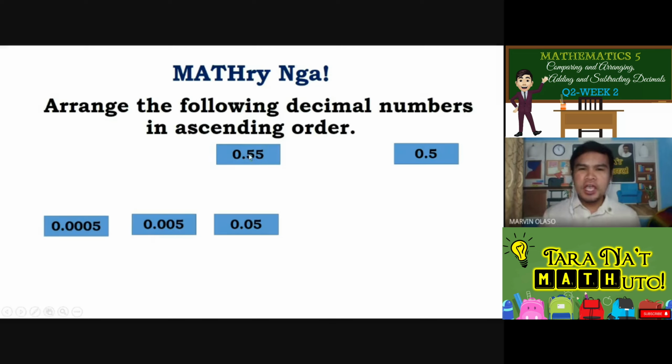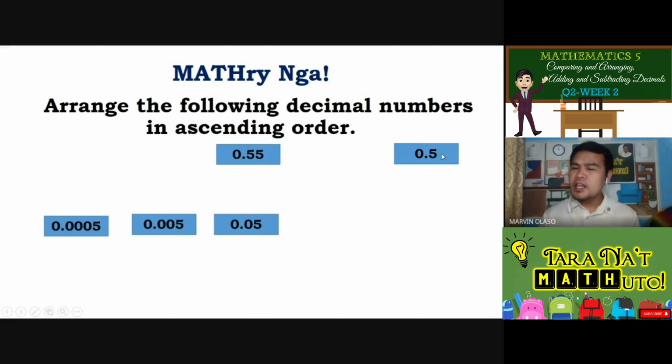So, this is the tens. Pareha sila tens. While this is the hundreds. While this one has no value or number on the hundreds, means this is the place value holder. What is that number? It's 0. So 0, while this is 5.